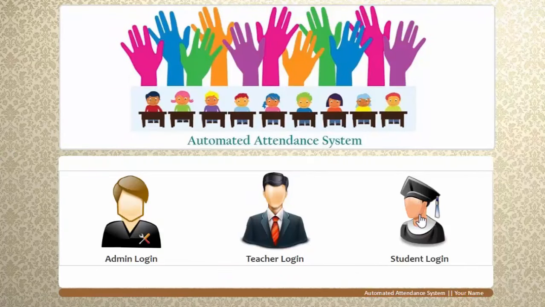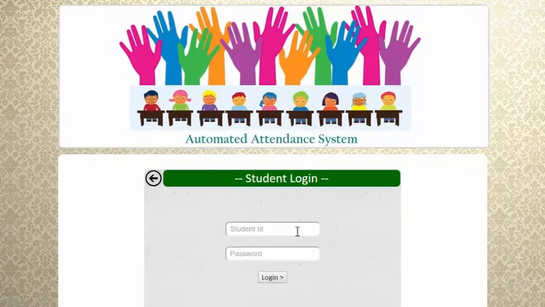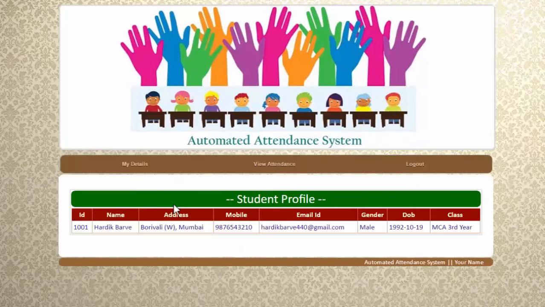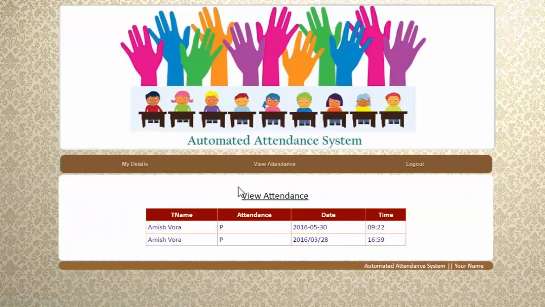So we'll check the third and last module, student login, where the student can enter the ID and the password. The password is the contact number. After a successful login, the student can view their own profile with the details. The second module is view attendance, where the student can view their own attendance, the date and the time as well, using this system. So let's log out from here.